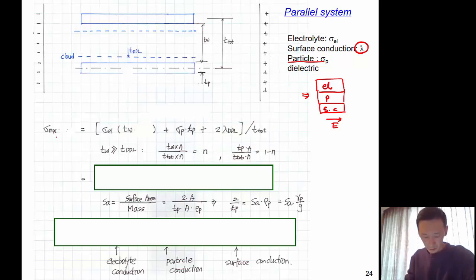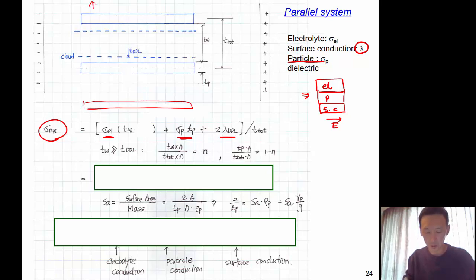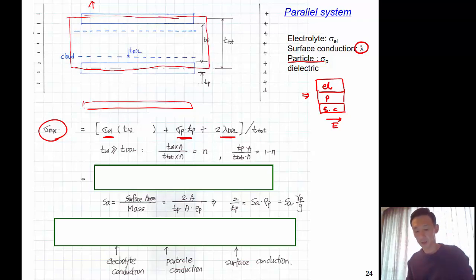In the parallel model, the mixture conductivity is the sum of the contribution by the electrolyte, the contribution by the particle, and the contribution by the surface conduction. Because it's repetitive, you can think that there's one more particle here, and in the upper side there will also be one more particle. Then from half of the particle to the other half is the unit element, so you have only two clay surfaces. That's why we multiply by 2 here, and each thickness is divided by the total thickness of the unit element.